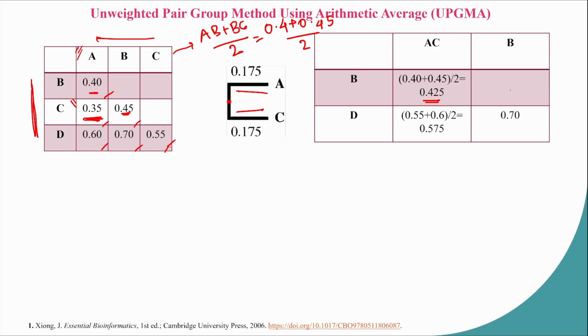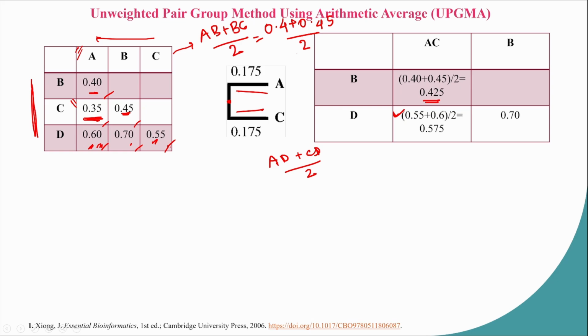So B versus B is blank because it's the same thing. Again, AC versus D, what will that be? It will basically be, from each of the components, what was the distance from them? So originally you had AD plus, let's say, CD divided by 2. Wait, AD plus CD, sorry. AD was 0.60 and CD was 0.55. So 0.55 plus 0.6 divided by 2 is 0.575. And B versus D, again, was 0.7 as mentioned.